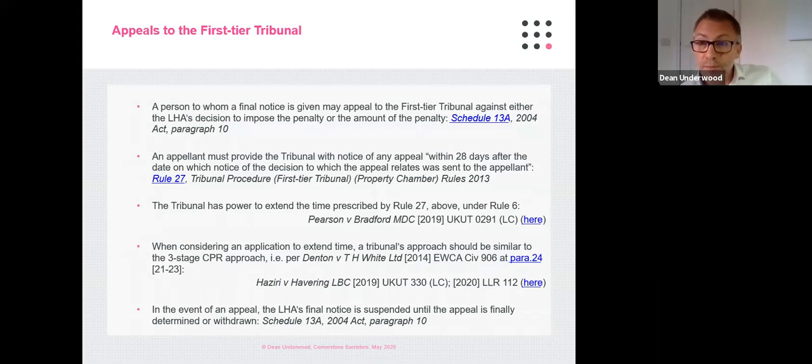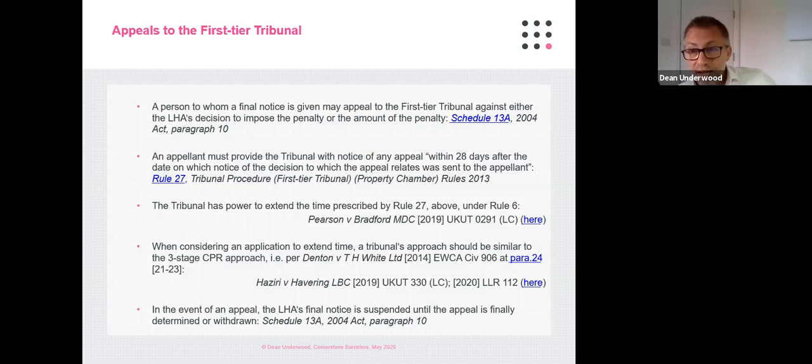So there are time limits for bringing an appeal, and an appellant must provide the tribunal with notice of the appeal within 28 days after the date on which notice of the decision to which the appeal relates was sent to the appellant. And by sent, the reference there is to the date of posting, and the date of posting itself is not included.